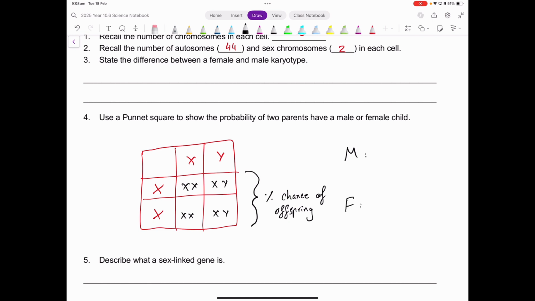Male? What's the percentage chance? 50%. Great, 50% male. And what about female? 50%. So this happens every single time fertilization occurs. There is a 50% chance, roughly, of male versus female. And this is why. We can do the math, right?